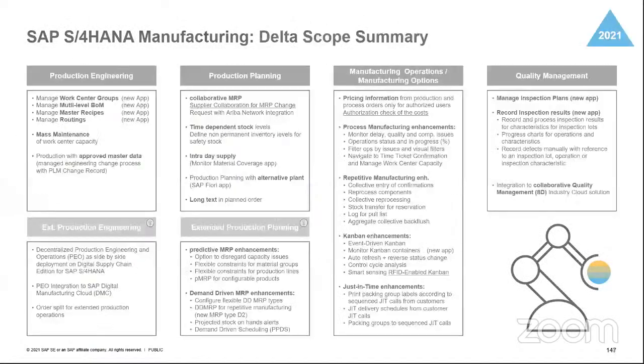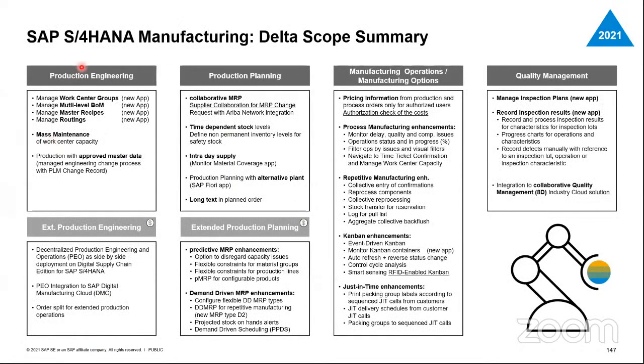Again, deltas in production engineering: new apps for handling work center groups, multi-level BOMs, managing routings. You can do, as I mentioned earlier, mass maintenance of work center capacity, etc. In production planning, you can do supplier collaboration for MRP change if you're using Ariba Network integration, so that you can convey changes online to suppliers, etc. There are other topics. Again, I'm not going to go into all of them.